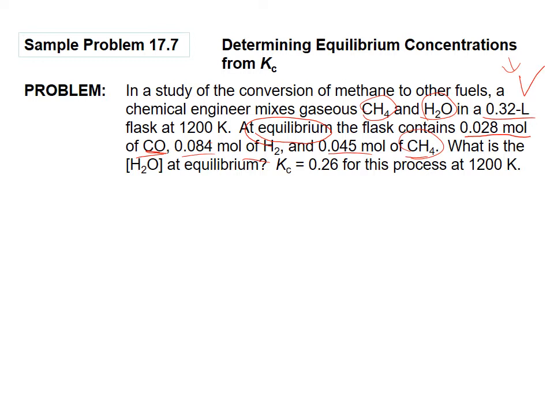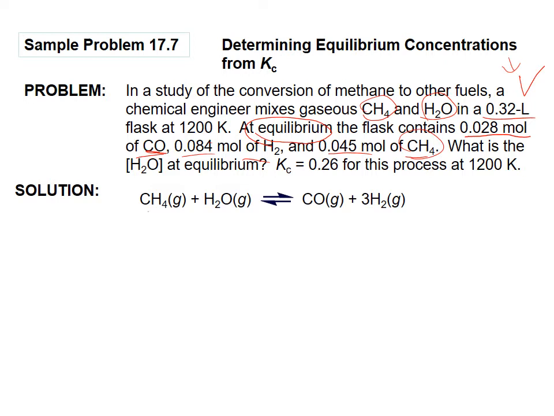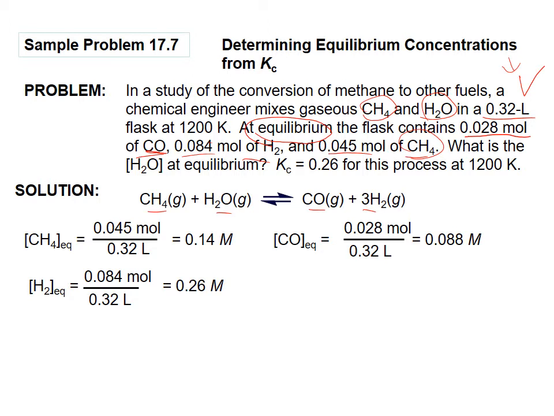So first, let's write the equation. We have reactants, methane and water, and we have products. We can also calculate the equilibrium concentrations according to the information given. So for methane, this is the concentration at equilibrium, and this is the concentration for the product. One concentration at equilibrium is not given; this is to be calculated. So what is the water concentration at equilibrium? Kc is given. So in this question, the equilibrium constant is given. Concentrations at equilibrium are also given except one. We want to calculate that one.